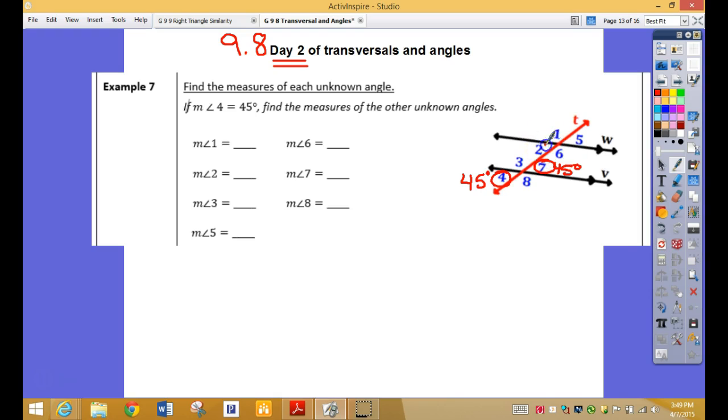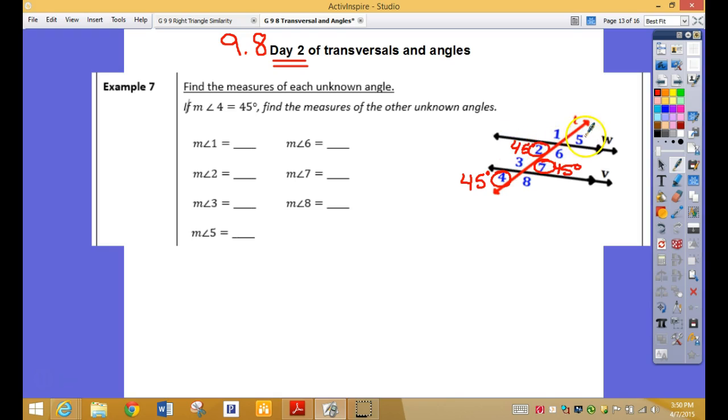What do I know about 2 and 7? What kind of angles are 2 and 7? They're on the inside of the parallel lines, so they are alternate interior angles. So I know this one is 45 degrees.